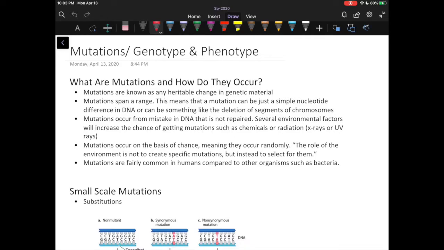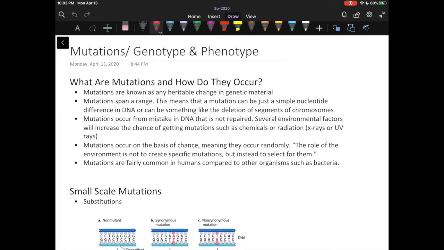Mutations also span a range. This means that the mutation can be just a simple nucleotide change, like a substitution, insertion, or deletion, or something more like the deletion of segments of chromosomes, which are on a larger scale.